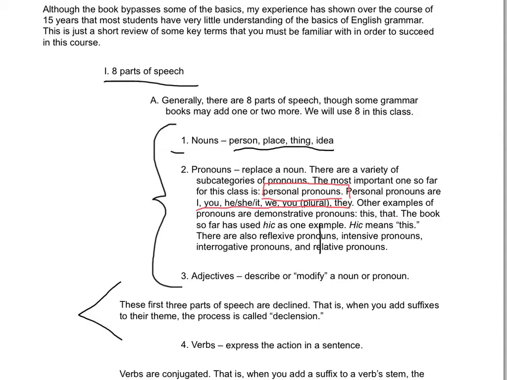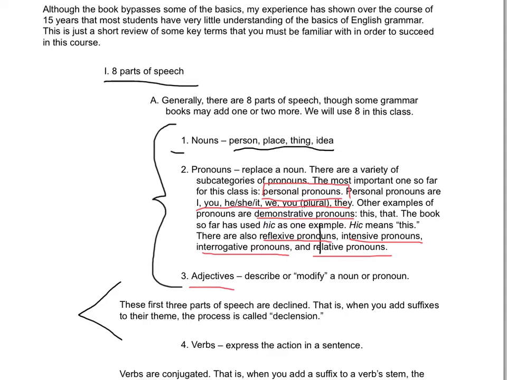There are other examples that you'll come across in this book, demonstrative pronouns. So far, the book has used hic as one example. Hic means this. That's an example of a demonstrative pronoun. You'll also learn reflexive pronouns at some point, intensive pronouns, interrogative pronouns, and relative pronouns. So pronouns in general replace a proper noun. Instead of saying the king, you can say he. That's the main point of the pronoun.